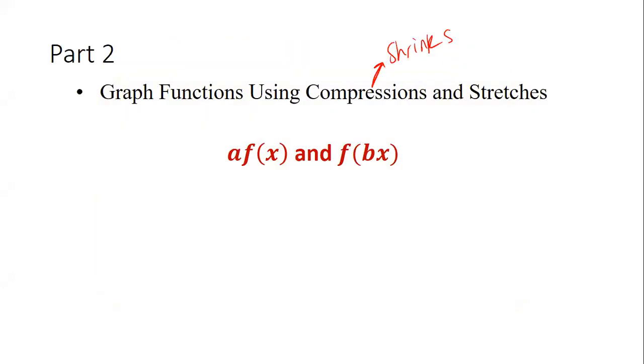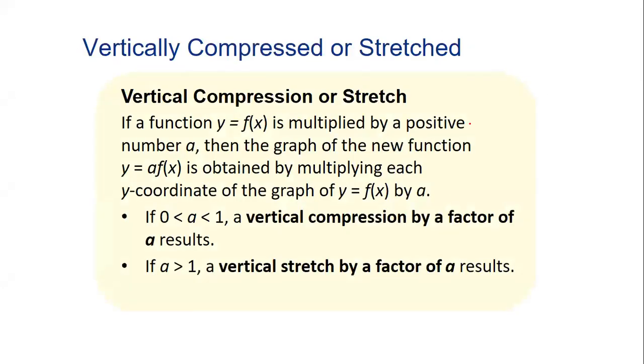So when you have a vertical compression, that means that we have y equals a times f of x. So I'm multiplying the entire function by a number. Okay? And there are rules for it. If the absolute value of a is between 0 and 1, then it's going to be a vertical compression by a factor of a. What that means mathematically is we're multiplying all y values times a. So whatever a is, we're going to multiply it.